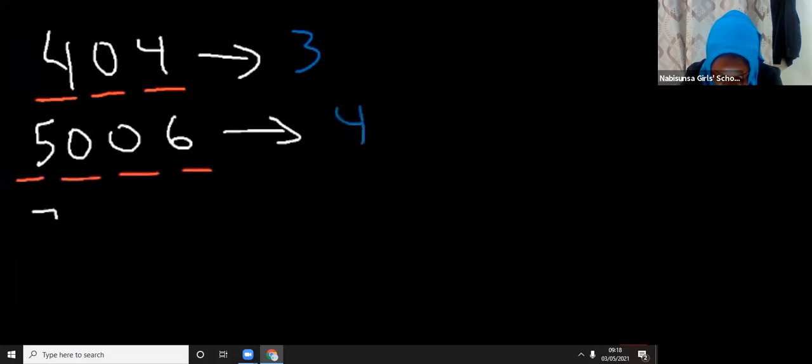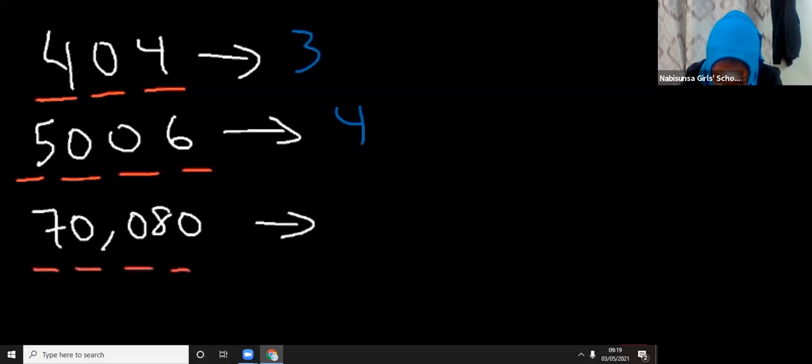Now what about 70,008? How many sig figs are in this number? So the zeros that are in between 7 and 8 are counted as significant. However, the trailing zeros, which is the zero to the right of the 8, trailing zeros are not significant if there's no decimal point. But if there is a decimal point, they become significant. So therefore, we don't have a decimal point, so we only have four significant figures.